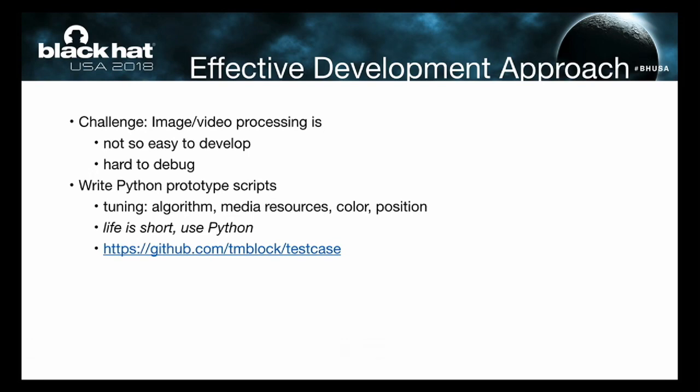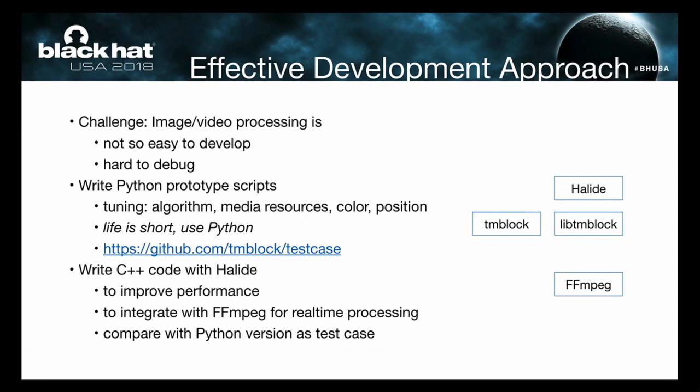We can tune our algorithm, we can tune the media sources, we can tune the color, we can tune the position. And you can find the test case here. And then we start writing serious C++ code with Halide. In this approach, we can improve the performance and we can integrate it with FFmpeg for real-time processing, and we can use our Python code as a test case, I think.